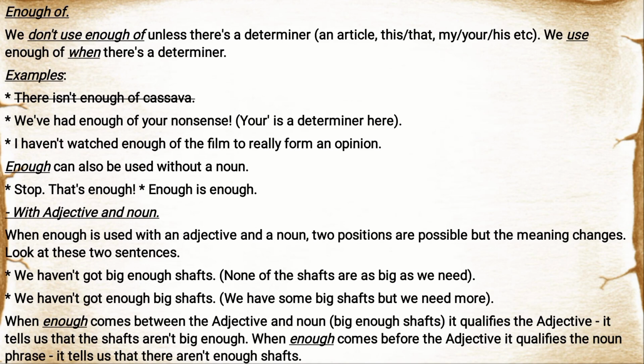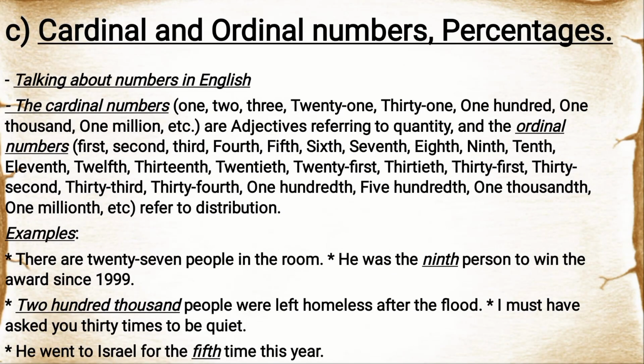When enough comes between the adjective and noun, big enough shafts, it qualifies the adjective, it tells us that the shafts aren't big enough. When enough comes before the adjective, it qualifies the noun phrase, it tells us that there aren't enough shafts.